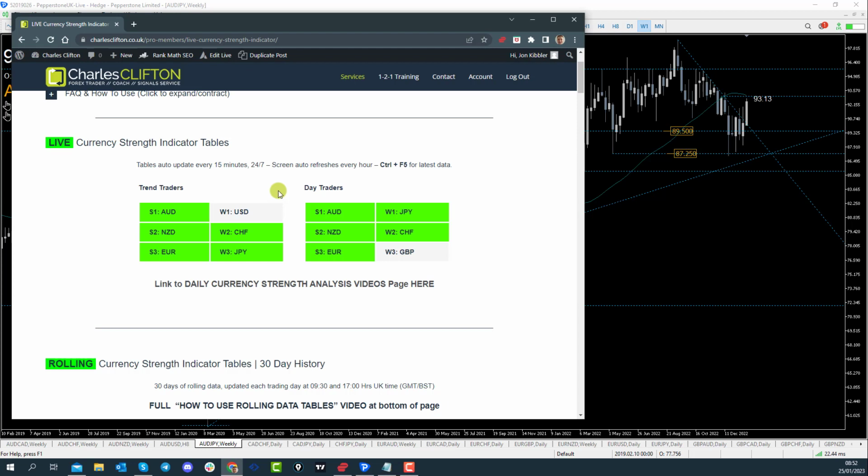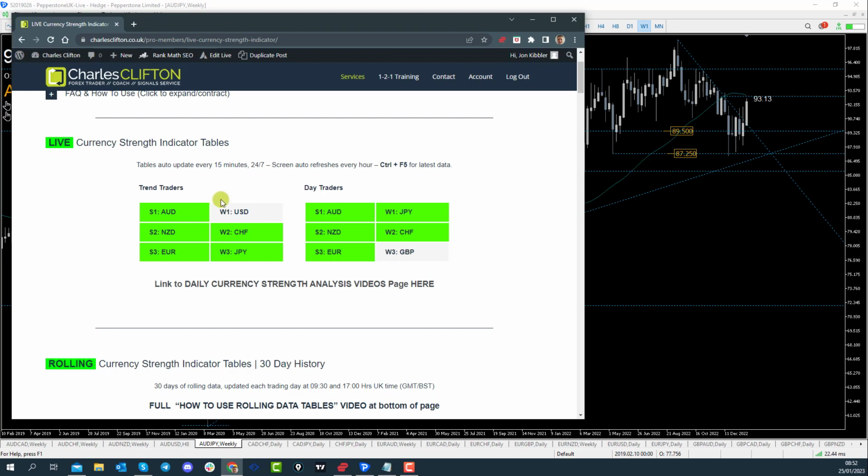We have two types of tables: the trend traders table and the day traders table. These are showing the same studies but on different time frames, and you can see some of the currencies are highlighted in green. That means there's a confluence between those two trading time frames, and that's where we'll be focusing some attention in this video. The tables auto update every 15 minutes, meaning our members can see how the markets stand in real time.